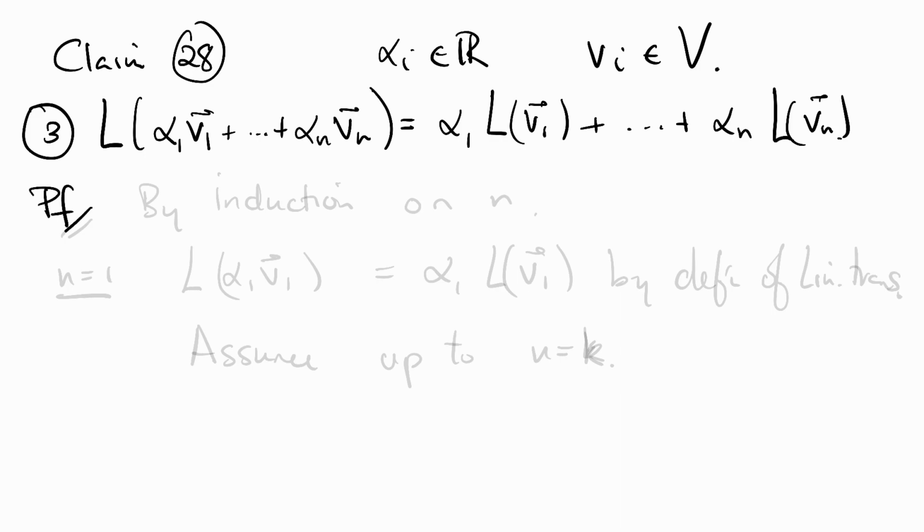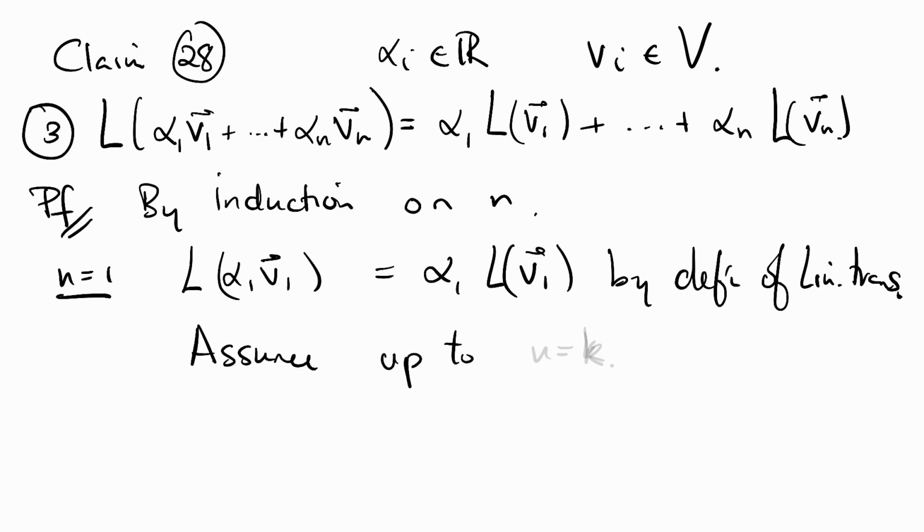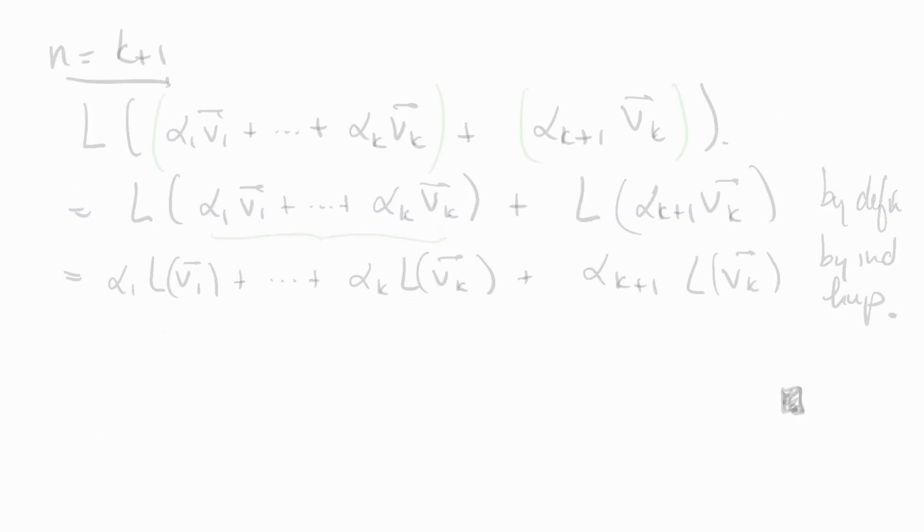The proof, as you might guess, is going to be by induction on n specifically. The base case, n is equal to 1. Well, this is what we would have. We know that this is equal to alpha 1 L applied to V1 by the definition of linear transformations. We're going to assume this works up to n is equal to k, and then we'll do our induction step, the n is equal to k plus 1 step.